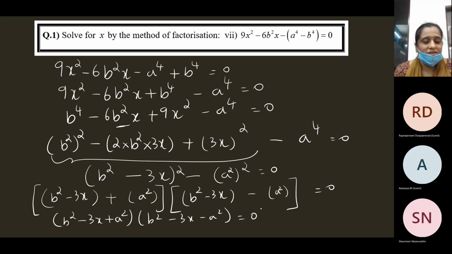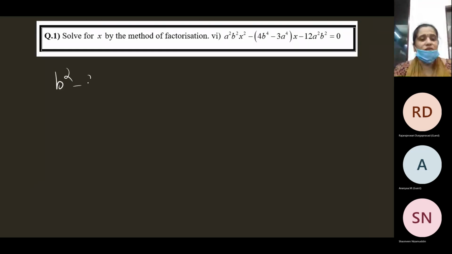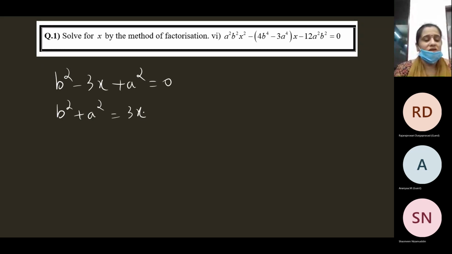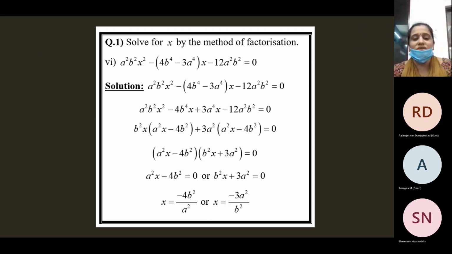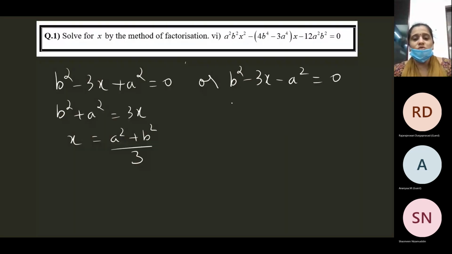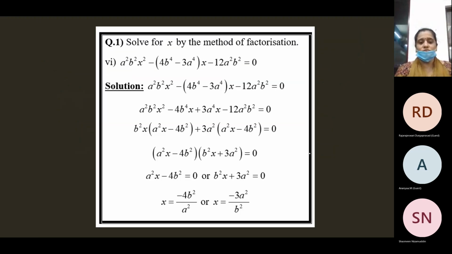So b square minus 3x plus a square is equal to 0. So b square plus a square is equal to 3x. Okay, x is equal to a square plus b square by 3. Or what's the other one? B square minus 3x minus a square is equal to 0. So b square minus a square is equal to 3x. So x is equal to b square minus a square by 3. Yes or no? Yeah, right on.